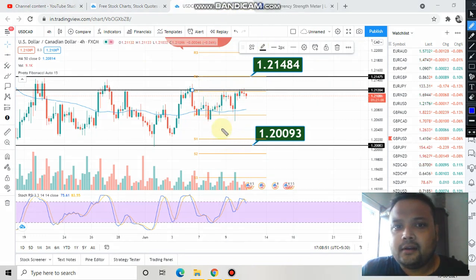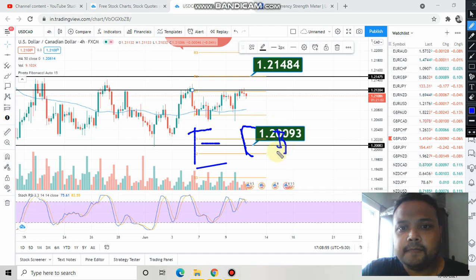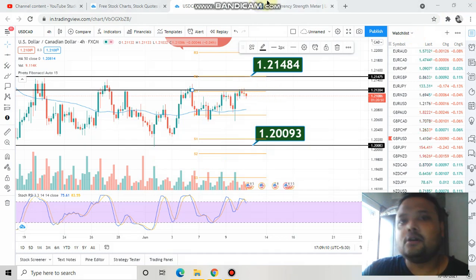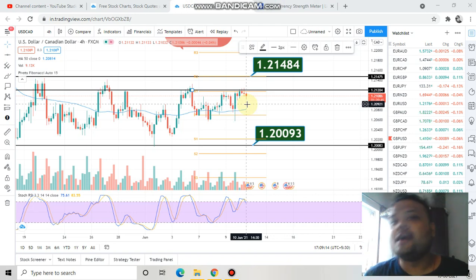And today we are going to have the ECB meeting. After the ECB meeting, we may get some volatility. Let's see. But till then, avoid US dollar, Canadian dollar, because see, right now market is standing at the support, but still it is not going down, and it is not in a mood to go up also. So in this kind of a scenario, what you can do? You can do nothing. So avoid it. Avoid US dollar, Canadian dollar.